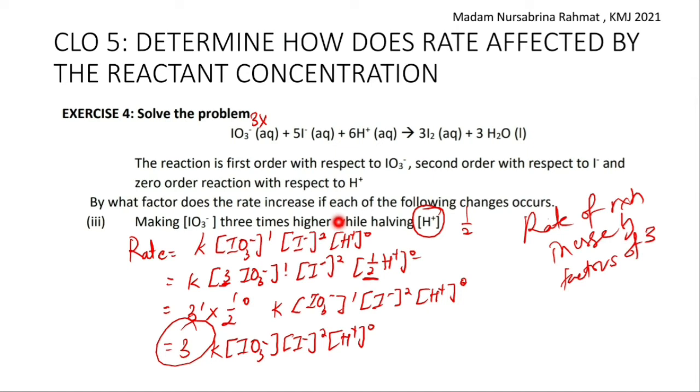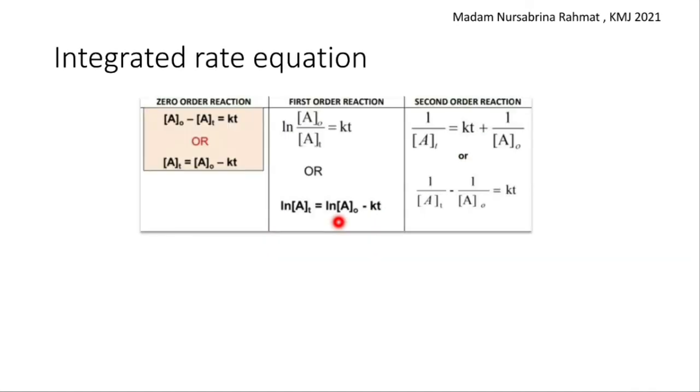Alright, so let's move on to the next learning outcome, which is to understand the integrated rate law. For the integrated rate law, we're going to focus on zero order reaction, first order reaction, and second order reaction. This is the formula for the integrated rate law for different orders of reaction, and for this one you need to memorize. You need to memorize it to make it easier to answer questions related to the integrated rate law, and these equations or formula will never appear in your exam or in the paper.